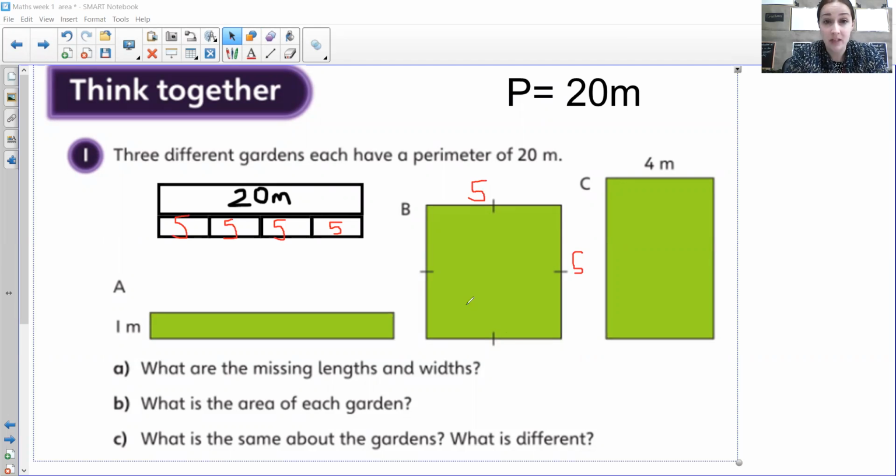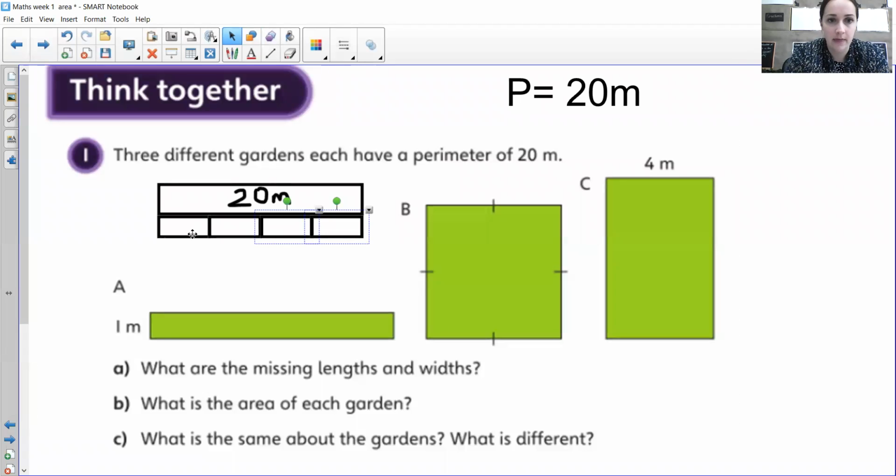Right, area then. So for area, we find the length, we find the width, and we times. So 5 times 5 is 25. 25 meters squared. Brilliant, well done. I think hopefully it's starting to make a bit more sense now. Let's try the next one then.